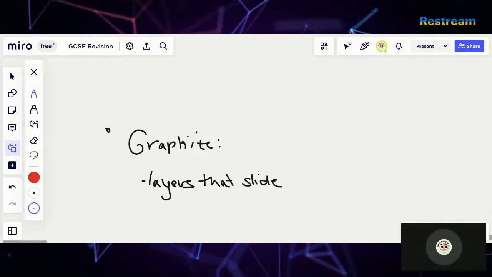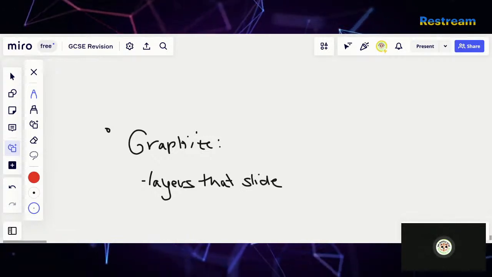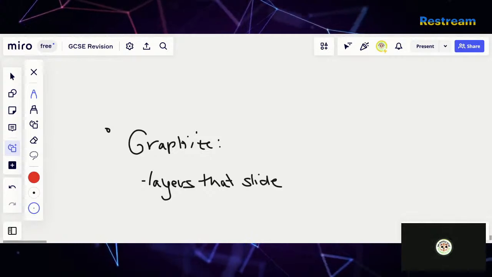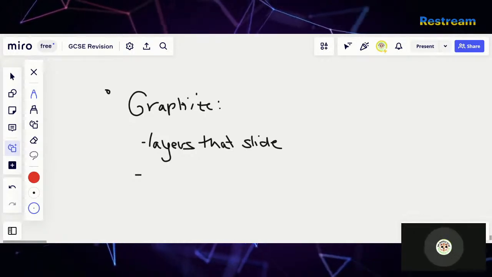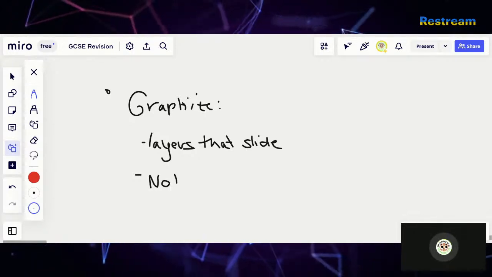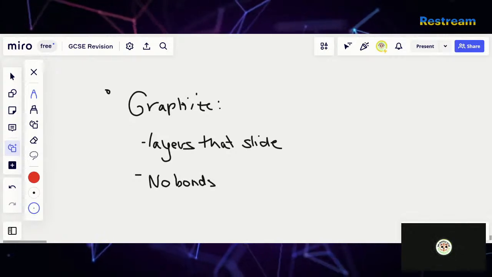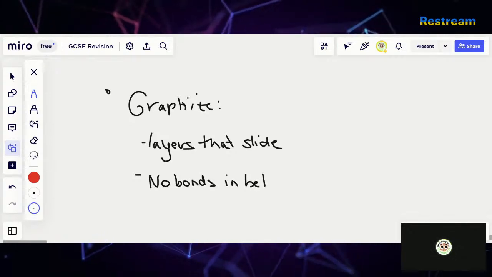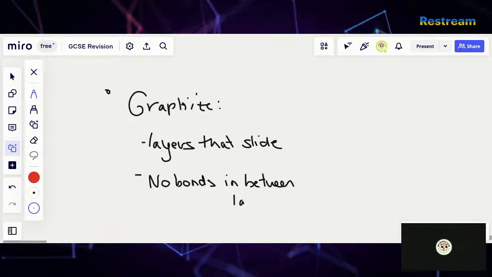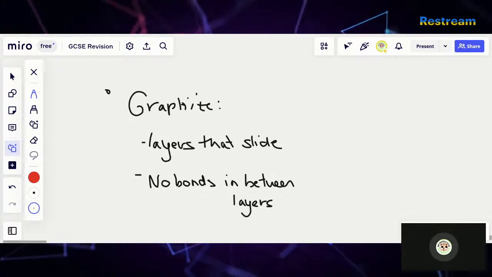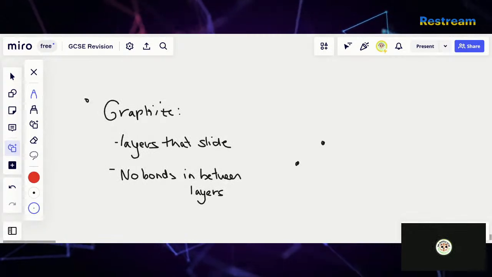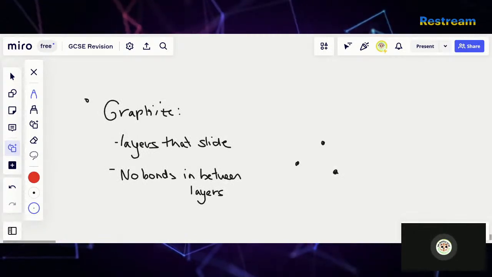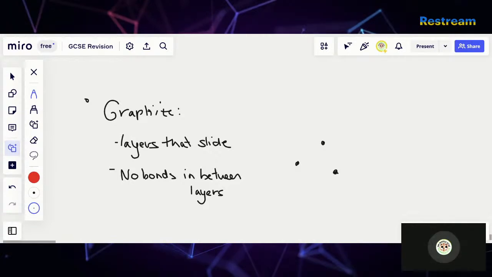Okay, feel free to put in the comments why you think graphite can be used in pencils. So first of all, graphite has layers that can slide. And the reason why they can slide is because there's no bonds in between the layers. So remember, graphite is the hexagonal structure, the giant covalent bond where we only have a hexagonal structure.